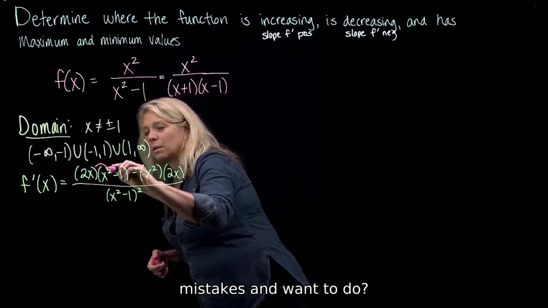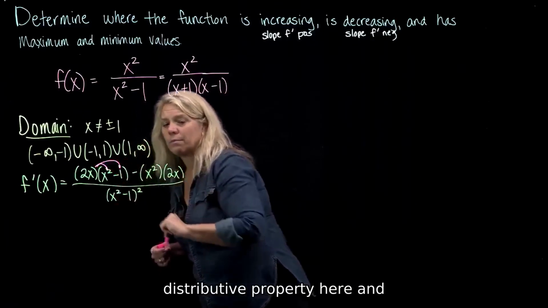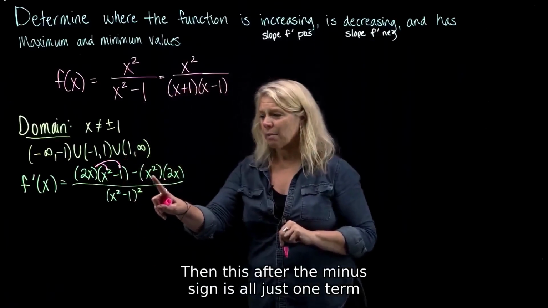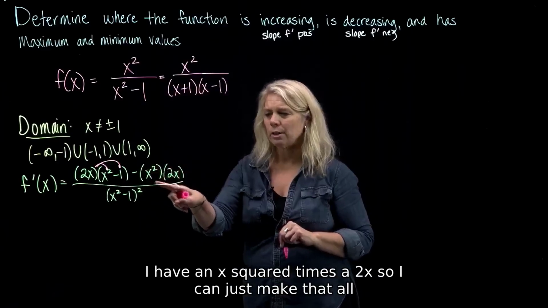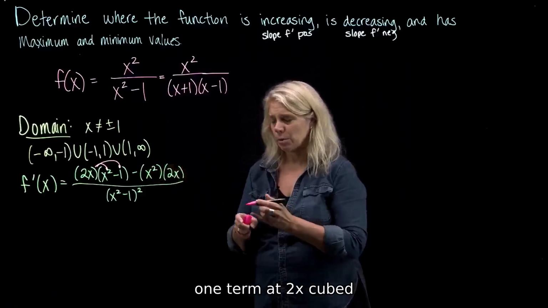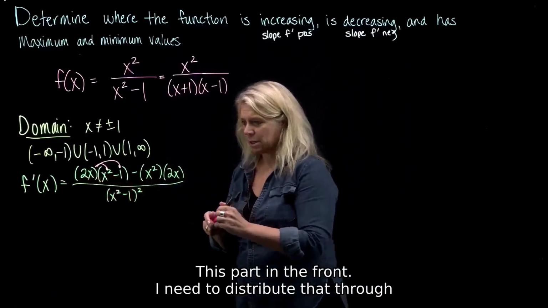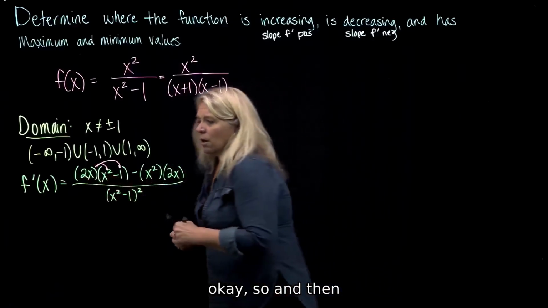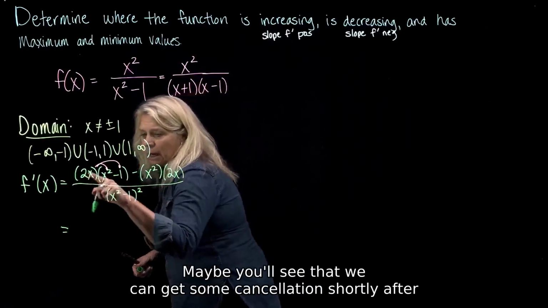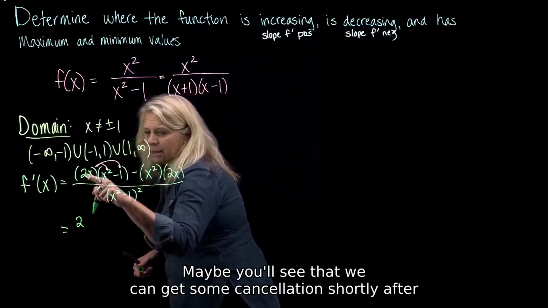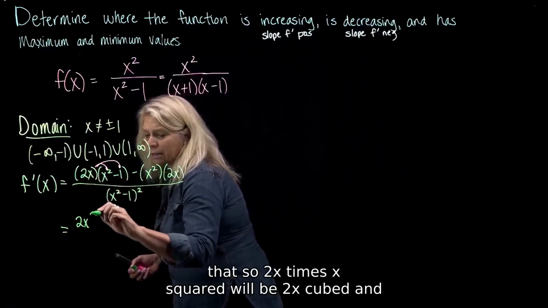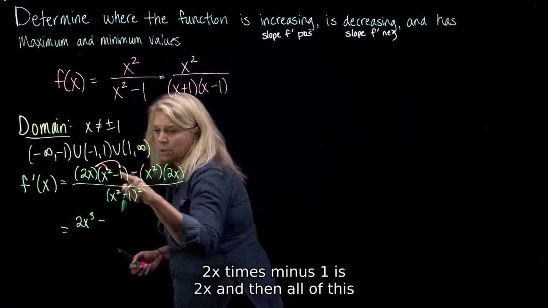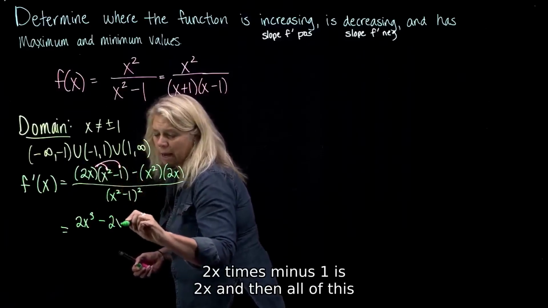Okay, so what do I want to do instead of making those mistakes? I want to do the distributive property here. And then this, after the minus sign, is all just one term. I have an x squared times a 2x, so I can just make that all one term, a 2x cubed. This part in the front, I need to distribute that through. And then maybe you'll see that we can get some cancellation shortly after that. So 2x times x squared will be 2x cubed, and 2x times minus 1 is 2x.